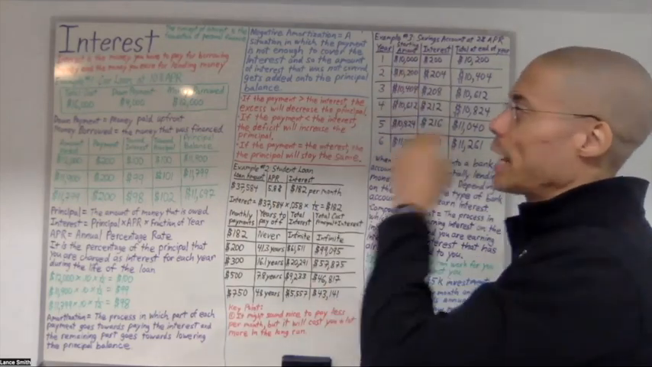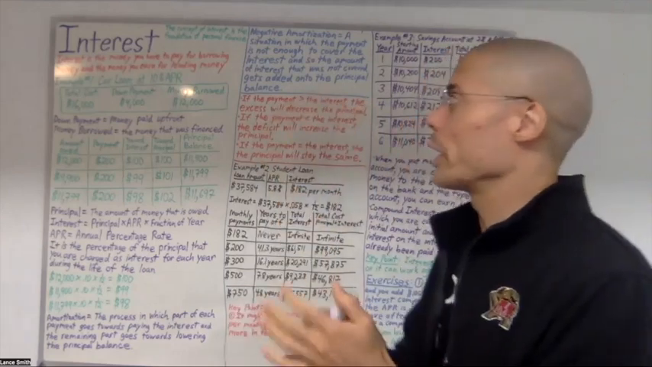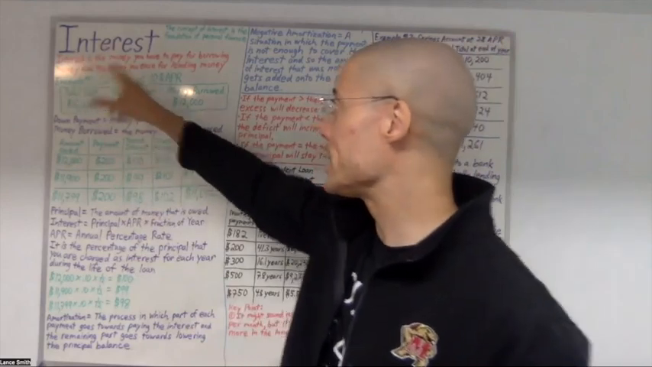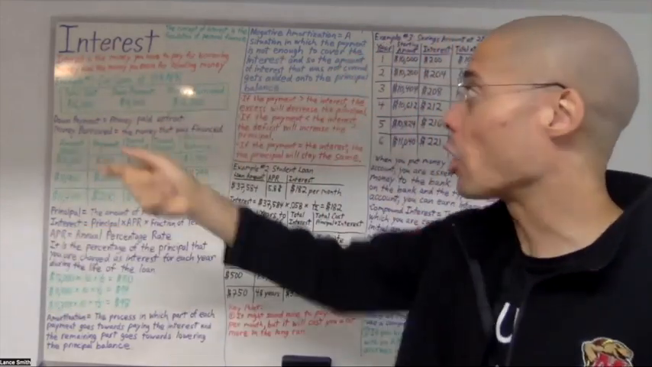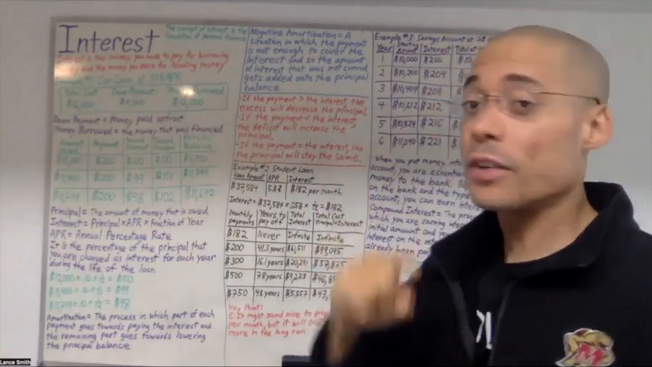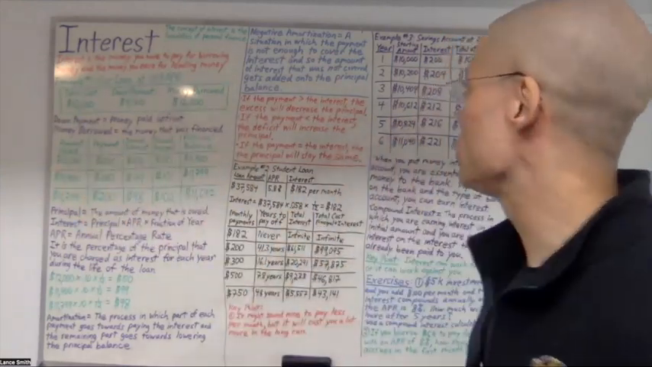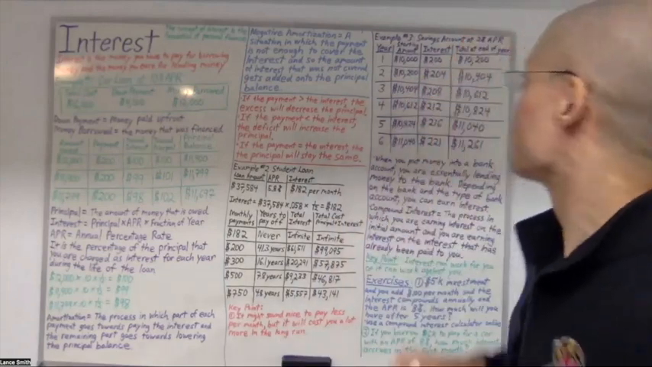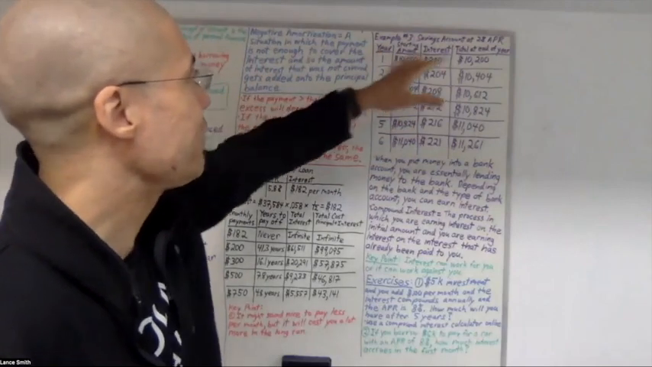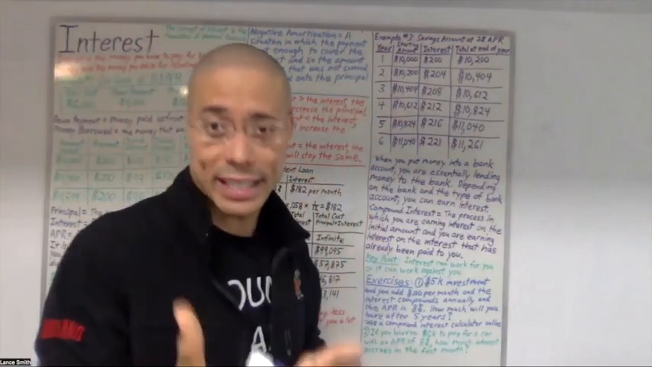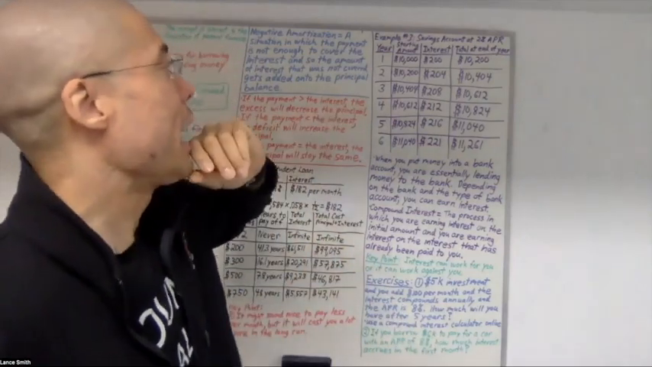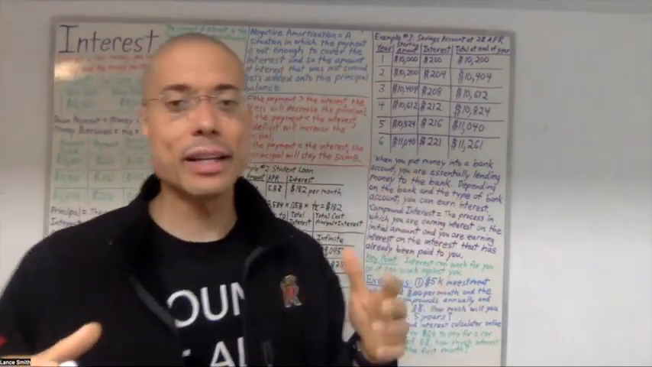Now, these first 2 examples were examples of where we were borrowing money, okay? And we said how interest is the money you have to pay for borrowing money, but also interest is the money you earn for lending money. So let's do an example where we're lending money. Now, in example number 3, we're talking about a savings account at a bank, okay?